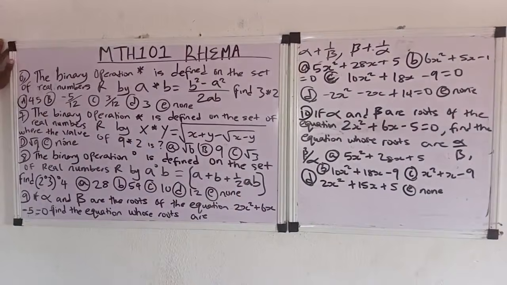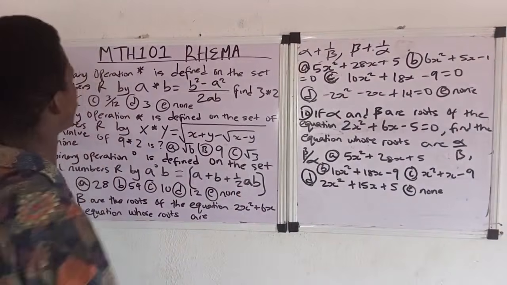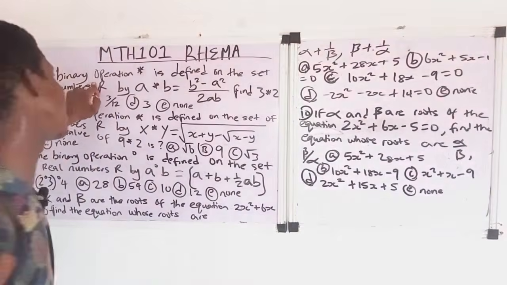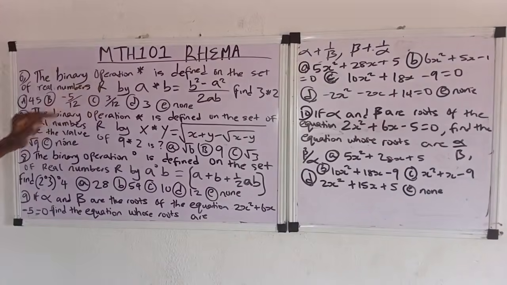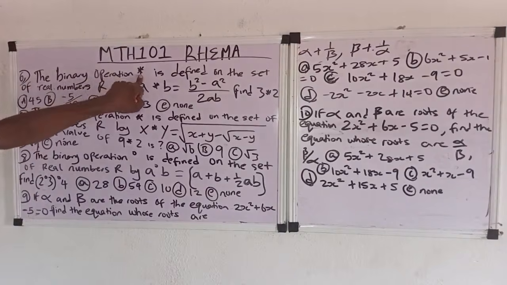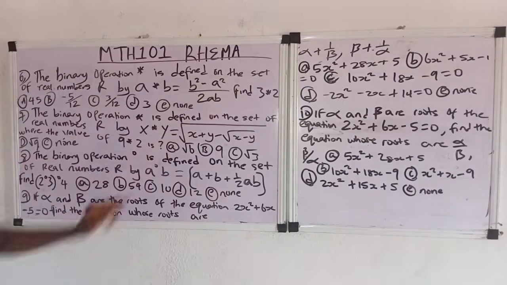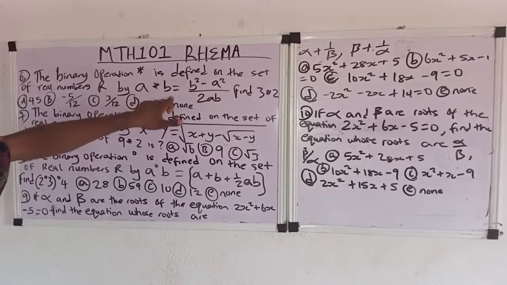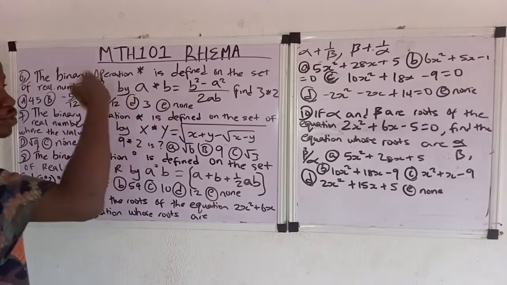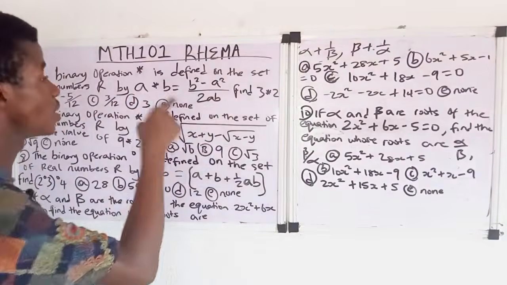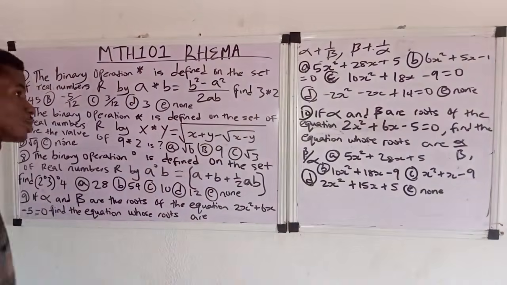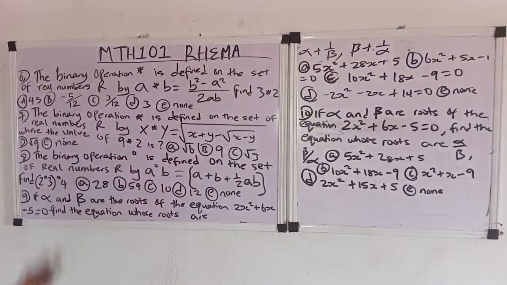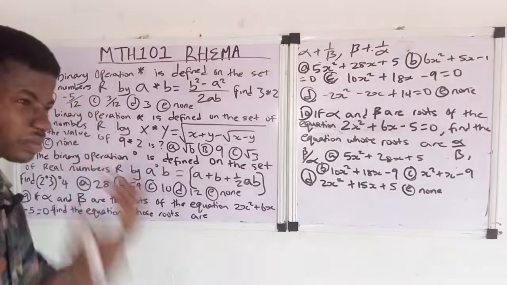Question 6. This question is coming out from binary operation. Okay, so they say the binary operation is defined on a set of real numbers by a operation b is equal to (b squared minus a squared) divided by 2ab. Find 3 operation 2. This is very easy.